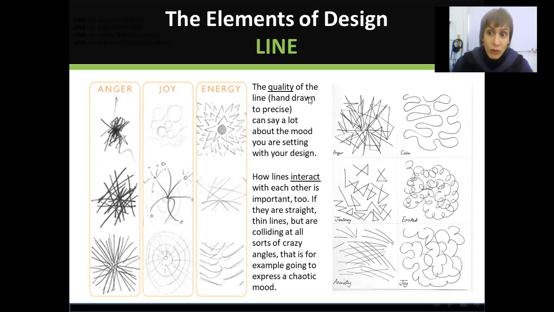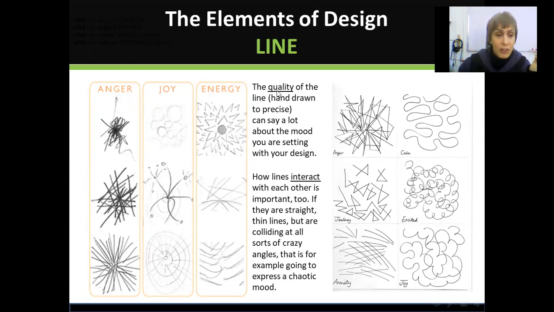Now, all of this we already actually discussed in previous slides. So the quality of the line, we already said what the quality of line is. Hand-drawn or precise: you can use a ruler to draw a very precise line, or use hand-drawn lines, which can say a lot about the mood you are setting with your design. So what is the mood of your design, the feel that you want to give? And also how lines interact together.